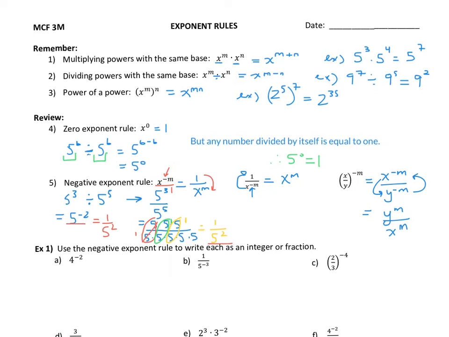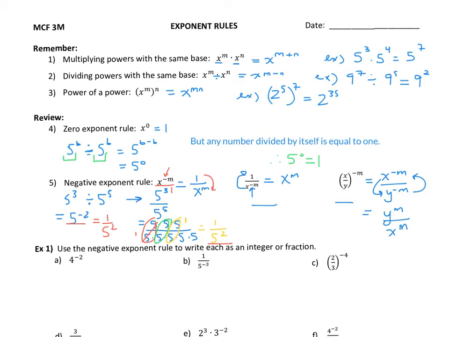So those are just our negative exponent rules, and we often develop them further, but if you can work with the fact that it was true for the first one and just go with it for the second and third example here, then that would be great. We have example 1 here. Use the negative exponent rule to write each as an integer or fraction. And I thought we better practice this because this is the tricky one.